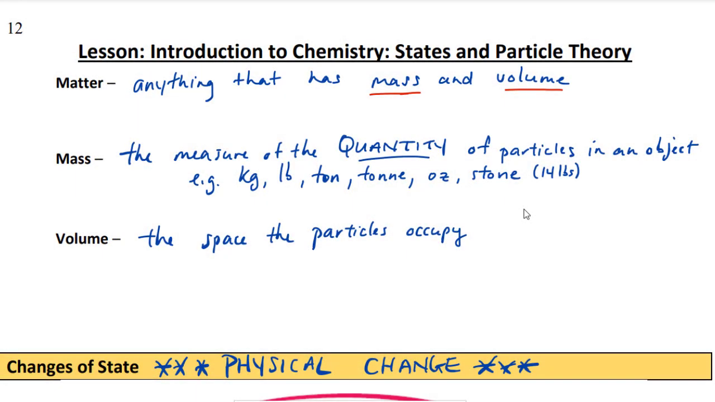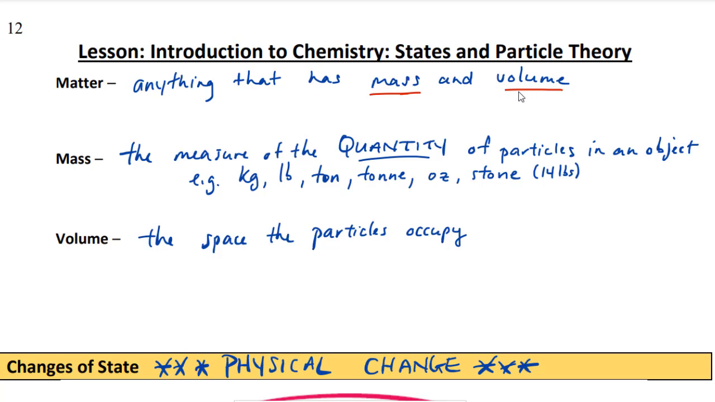So welcome now to your lesson on states and particle theory. If we're going to talk about chemistry, we better know three of the major definitions. The first thing is we have to know what matter is. Chemistry is just studying how matter of one type interacts with matter of another type. So what is matter? Matter is anything that has mass and volume.